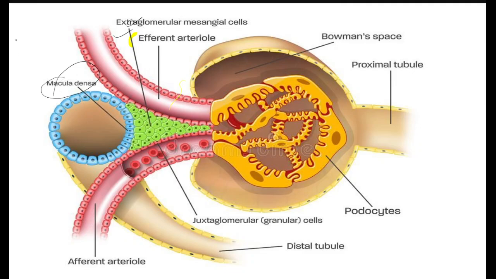Now the word juxta means near, and juxtaglomerular means a special organ situated near the glomerulus is called the juxtaglomerular apparatus. Now what do you mean by juxtaglomerular apparatus? Juxtaglomerular apparatus is defined as a specialized organ situated near to the glomerulus.